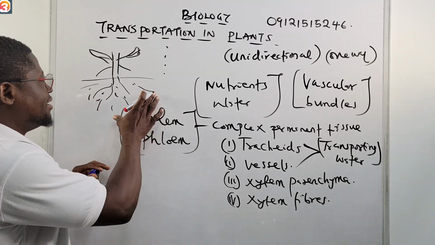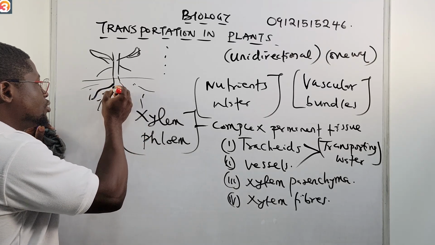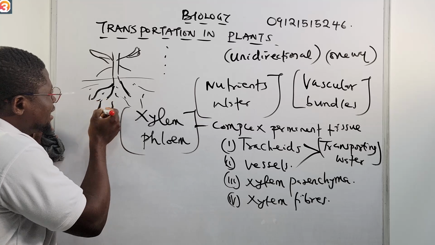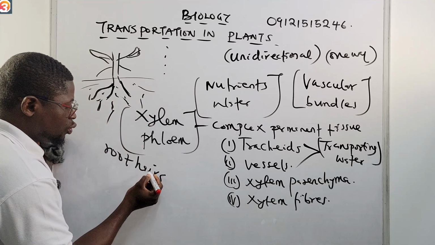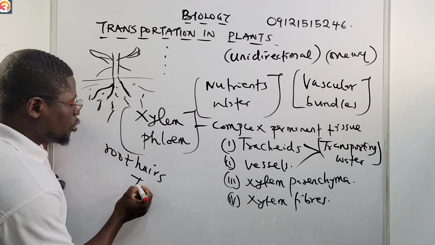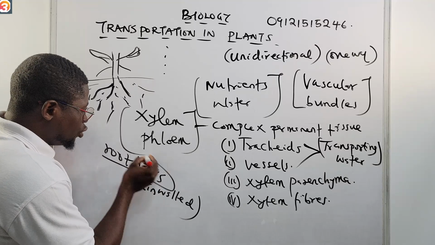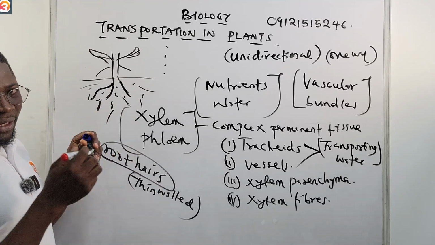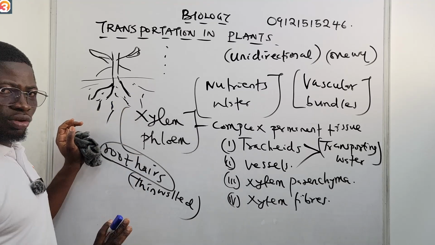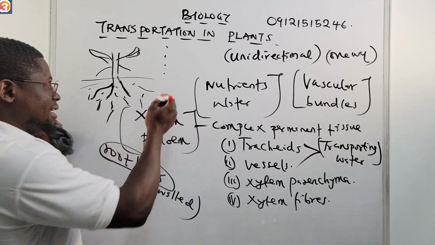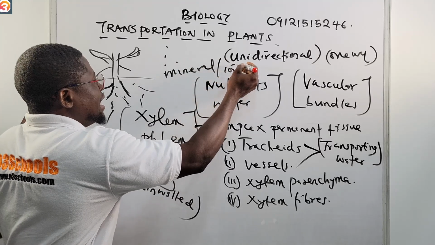In this plant that we have here, we have roots. Then we have some other tiny roots that we call the root hairs. They are tiny. They are thin-walled. These tiny root hairs are part of the roots. Also, the roots do not only absorb water through these tiny root hairs, they also absorb minerals and ions.